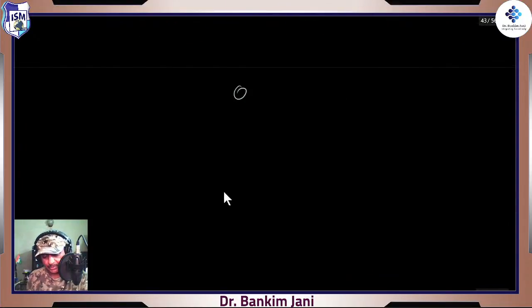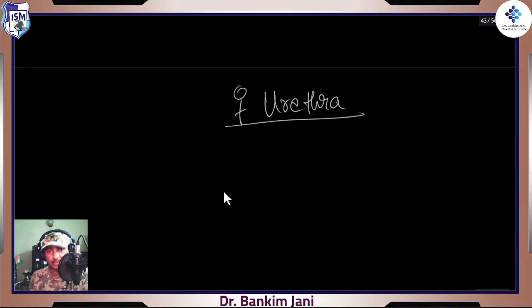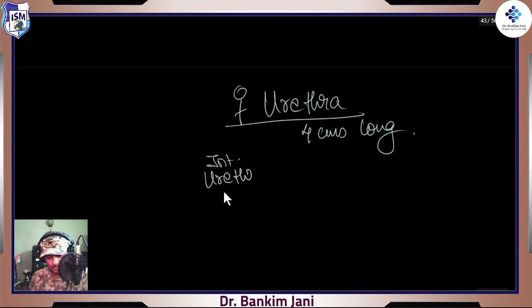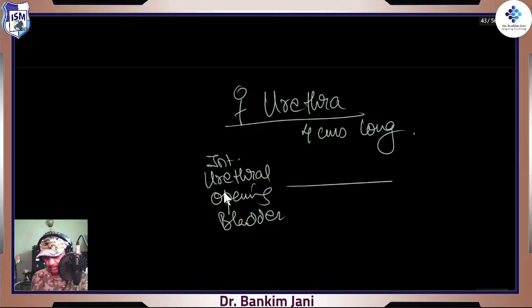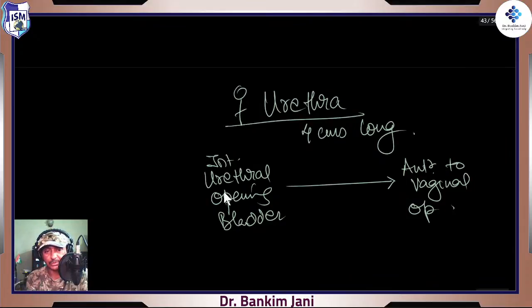In case of the female urethra, it is a much smaller topic and much easier, because the whole length itself is just 4 centimeters long, right? Nothing more, all the way from the internal urethral opening in the bladder, and straight away it opens anterior to the vaginal opening. That's it. This is the reason that catheterization is so easy.